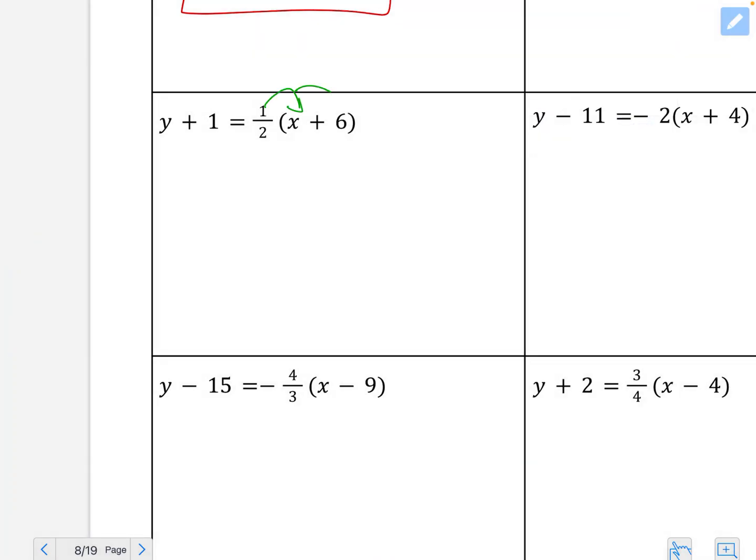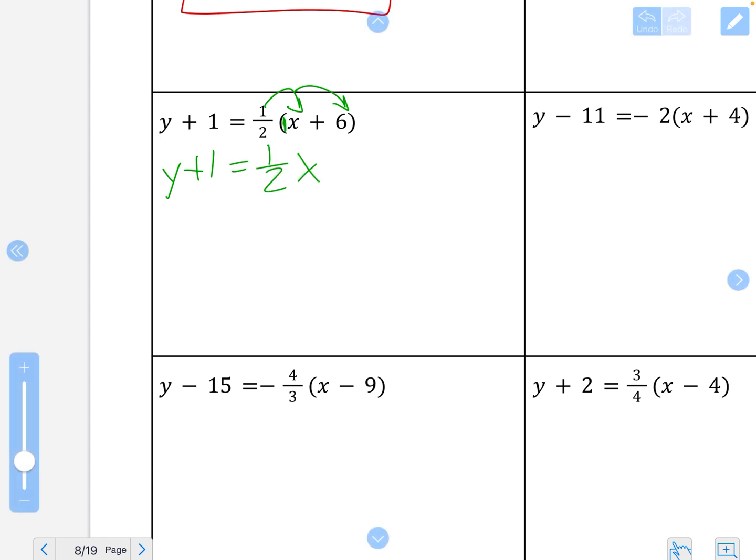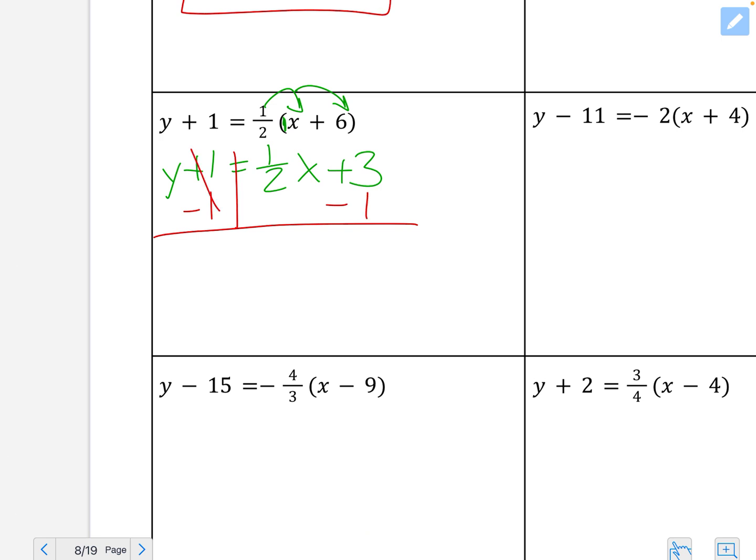So again, first step is to distribute, which means we need to multiply everything outside the parentheses by what's inside. So y plus 1 equals 1/2 x, because that's an invisible 1 right there. 1/2 of 6 is 3. Now I need to add or subtract the number next to y. It's a +1, so I'm going to subtract. So y equals 1/2 x plus 2.